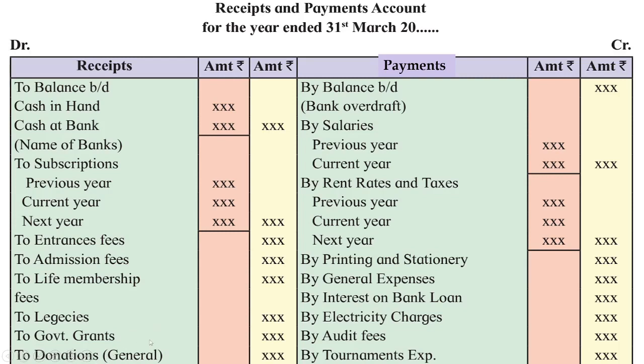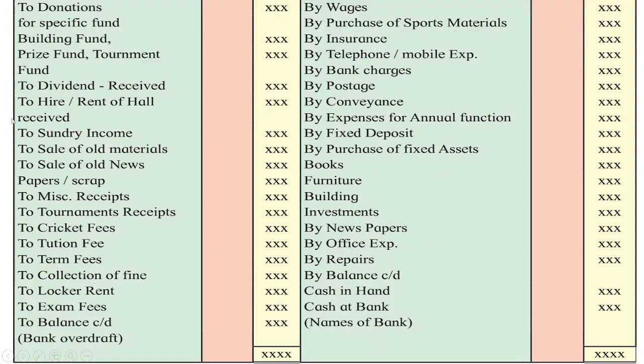See, if the donation is general, then this is our income, and if the donation is for a specific purpose, like a donation for building fund, prize fund or tournament fund, then all the funds are transferred to the liability side. Thereafter, dividend received. See, dividend received is one kind of income, hence transfer to the income side. Thereafter, hire or rent of hall. So rent of hall received is also income. Then sundry income is also posted to the income side.